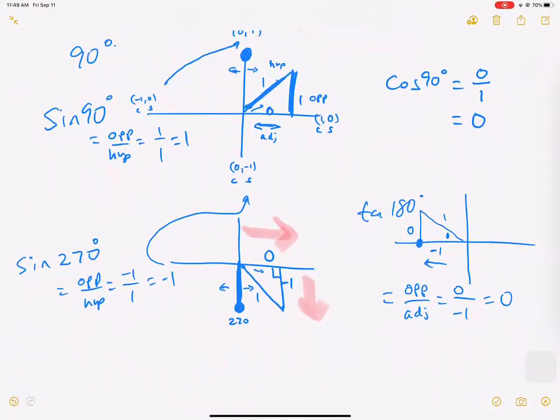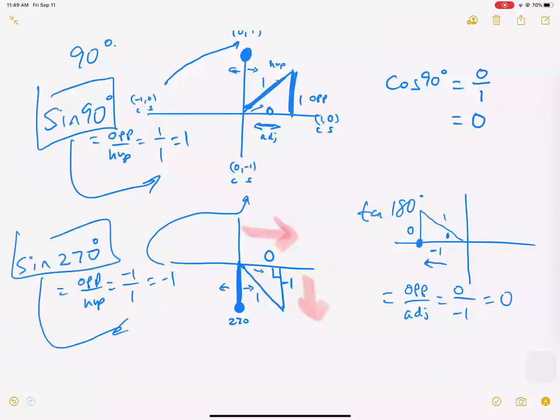All right. So now that we've learned how to go forward, meaning if I give you the angle, you can tell me the sides, we're going to go backwards now. I'm going to give you the sides, and you give me the angle.